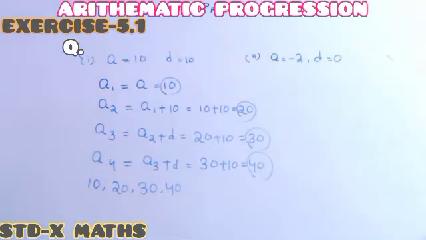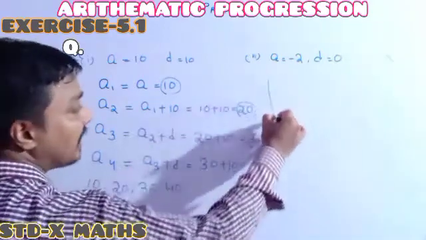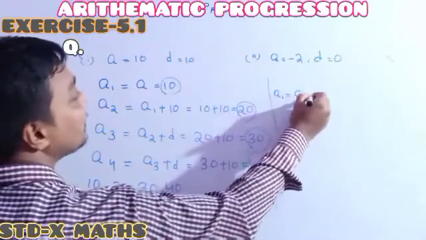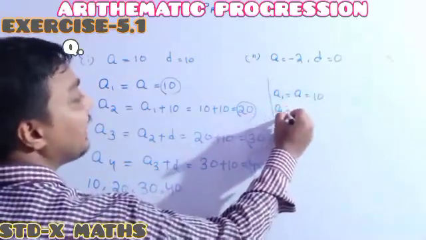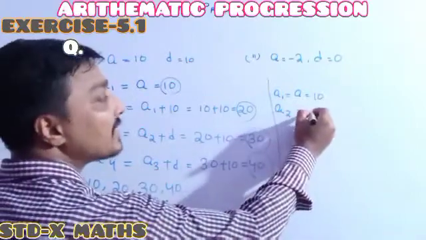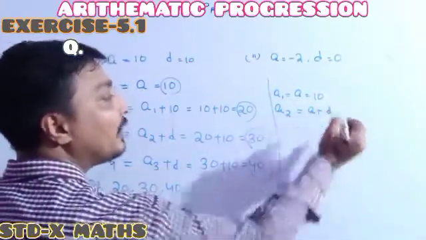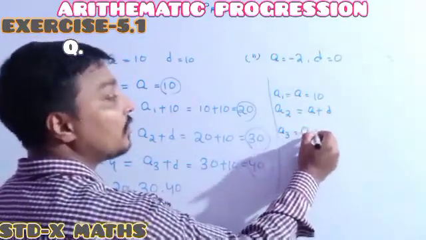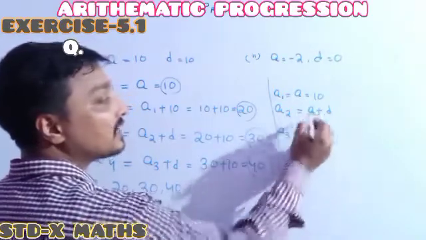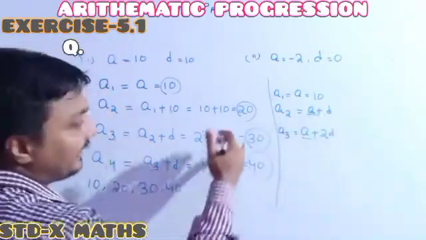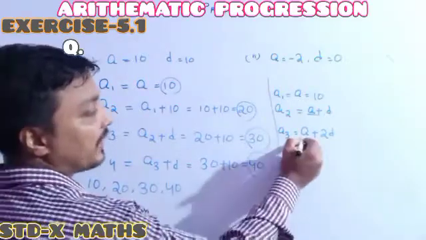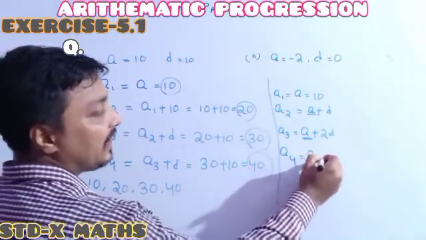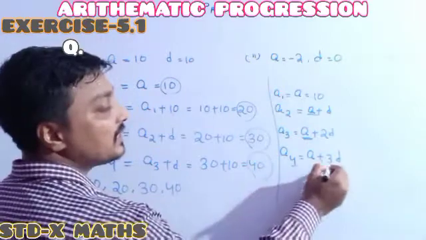This question can also be done in another way. Everyone see, the same question I want to do. First, a1 is A, which is 10. Then a2: to the first term only one d is added. a3: to the first term 2d is added. Previously we added d to the previous term, but this time everything is added to the first term. And a4: to A we add 3d. For 4 it is 3.